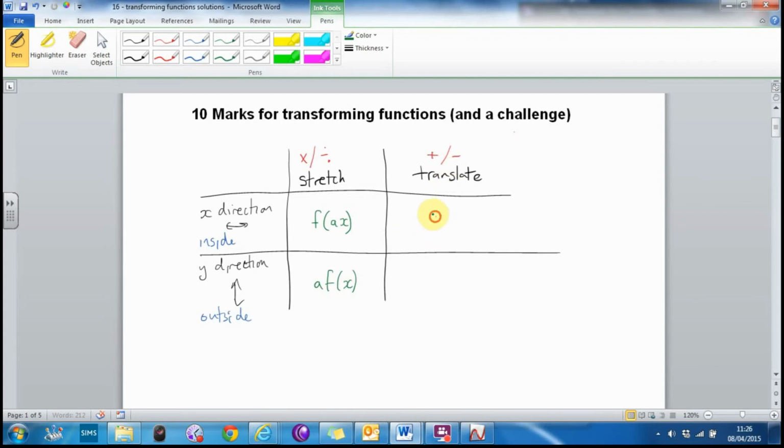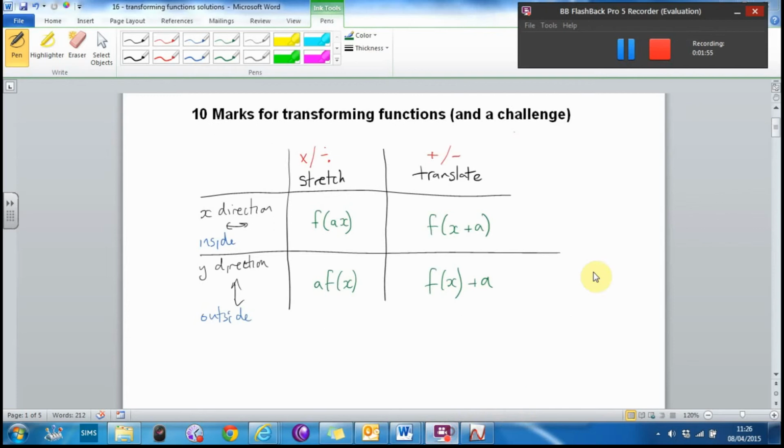Translating, you'd have your function, and inside the brackets you would have what you're adding to it. In the y direction you have your function, and you would add to it. Now, what does this actually look like in practice? Let me just give you some examples.